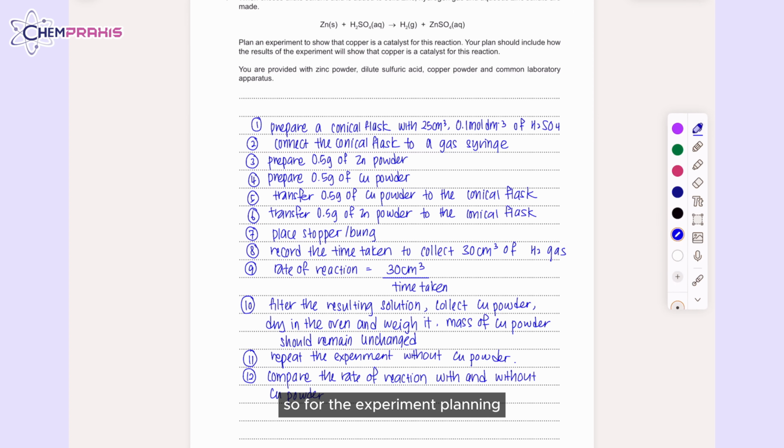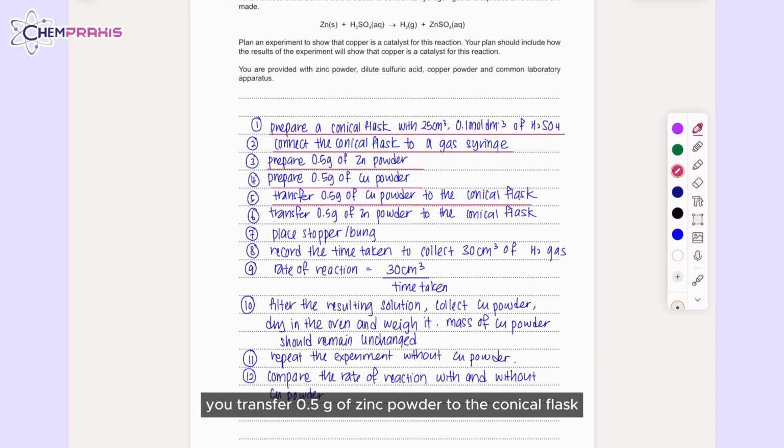So for the experiment planning, first of all, you need to prepare a conical flask with 25 cm³ of 0.1 mol per dm³ sulfuric acid. For the second step, you can connect the conical flask to a gas syringe. For the third step, you prepare 0.5 gram of zinc powder and 0.5 gram of copper powder as well. You transfer 0.5 gram of copper powder to the conical flask. After that, you transfer 0.5 gram of zinc powder to the conical flask, and immediately you place a stopper or bung. After that, you record the time taken to collect the cm³ of hydrogen gas.